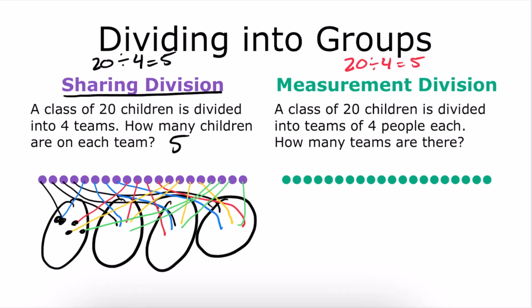Because rather than taking the 20 children and splitting them up into 4 teams, we're going to split them up into teams of 4, and we're looking at how many teams there are. And again, the answer is still 5, but it's a different way of thinking about it. Sharing division usually tends to be easier to model with sets, like groups of objects, whereas measurement division can often be easier to show on number lines.